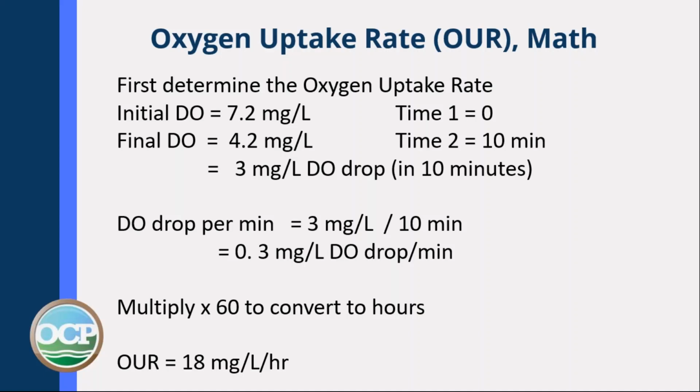Time 1 was 0, time 2 was 10. So you had the 3 milligram per liter DO drop in 10 minutes. Take your 3 milligrams per liter divided by the 10. You get 0.3 milligrams per liter DO drop per minute. Then you multiply that by 60 to convert to hours. And your oxygen uptake rate for this case was 18 milligrams per liter per hour. Now that's just the first part of the calculation.